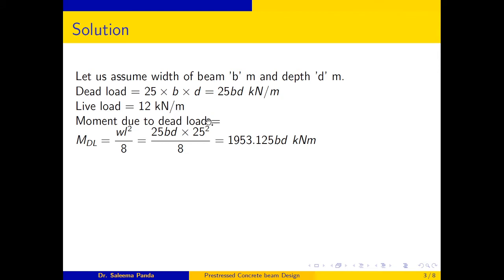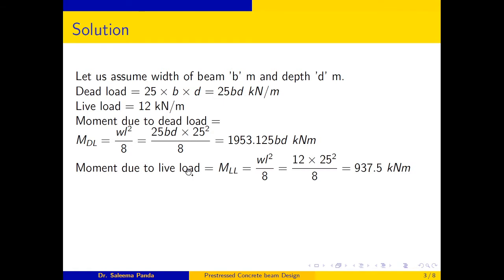So moment due to dead load is WL square by 8 because it is simply supported. So at the center, moment is WL square by 8. W is 25 BD for the dead load, into span L square, 25 square by 8. So 1953.125 BD kilonewton meter. Similarly, for live load, WL square by 8 where W is 12 kilonewton per meter, 937.5 kilonewton meter.